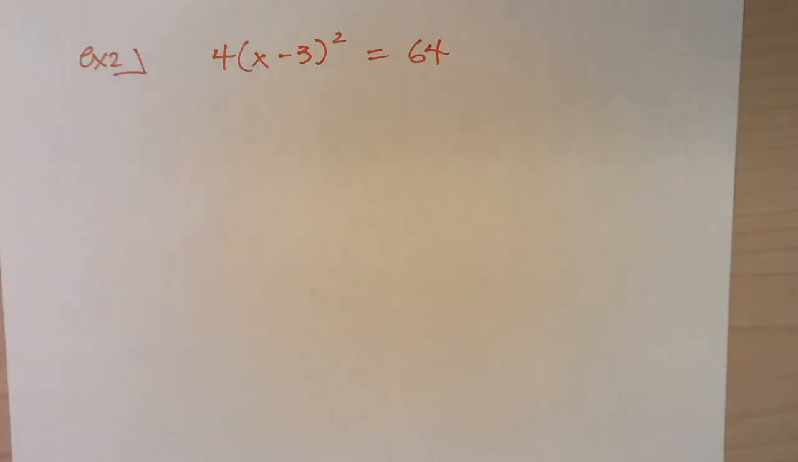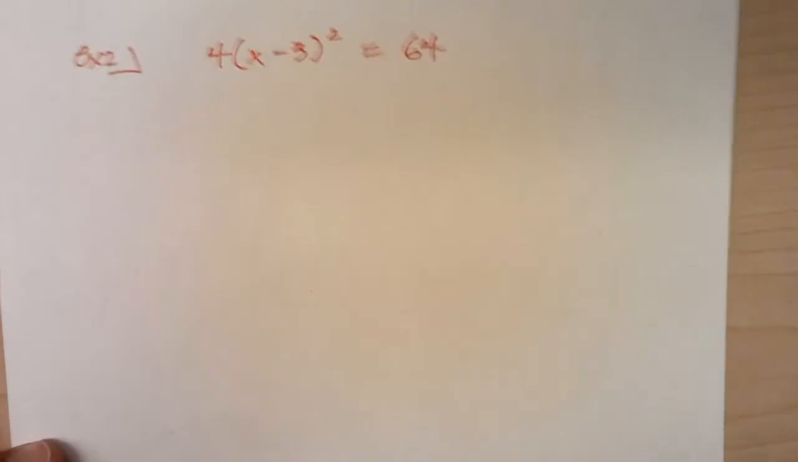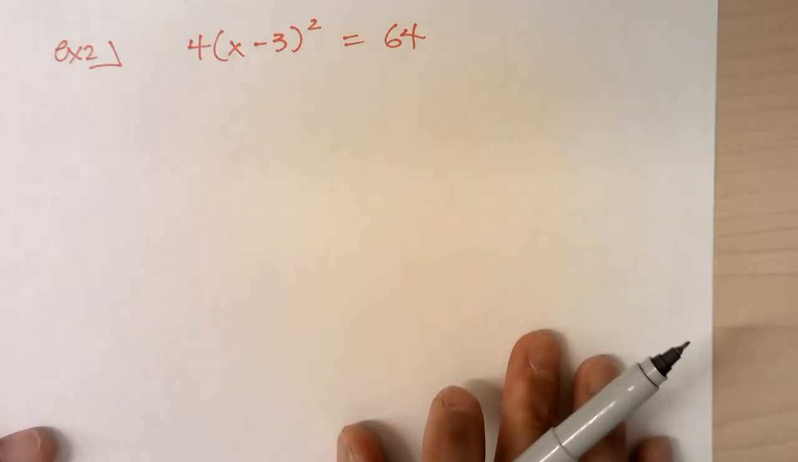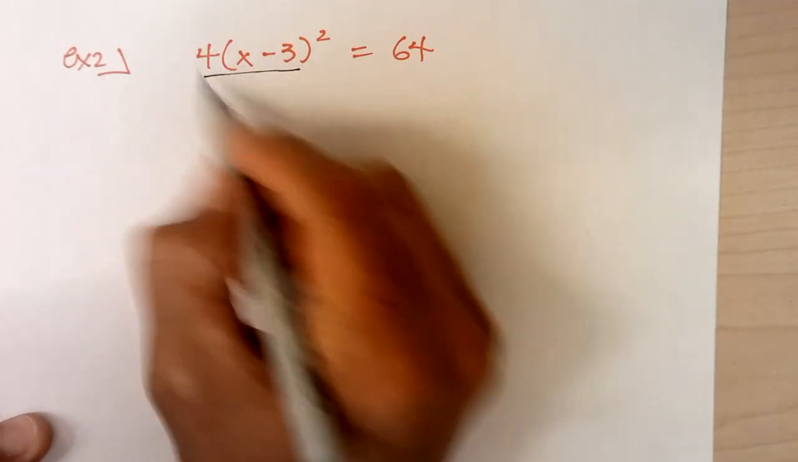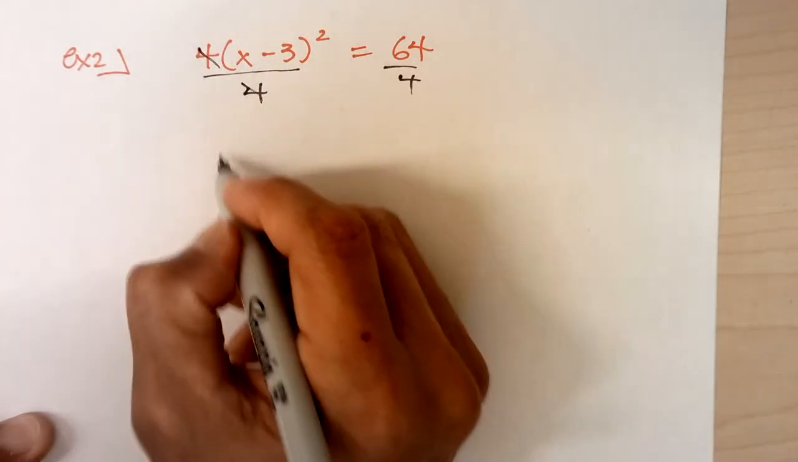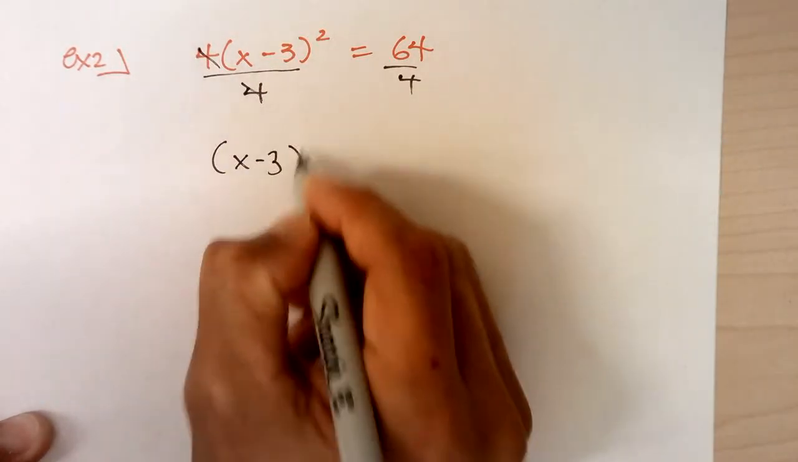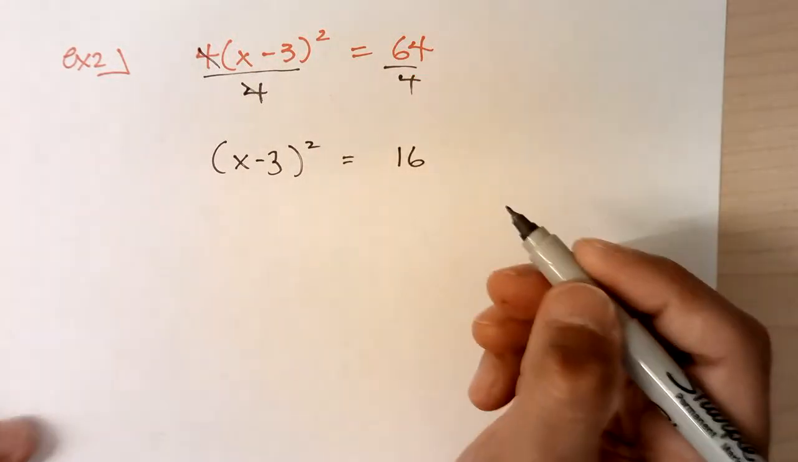Now in my next example, here's what's being squared, just the x minus 3. So what's in parentheses is what's being squared. I need to isolate that. It's 4 times the quantity x minus 3 squared. So to undo the 4, I could divide each side by 4. These will cancel each other out. We're left with x minus 3, still quantity squared. And then on the right side, 64 divided by 4 is 16.